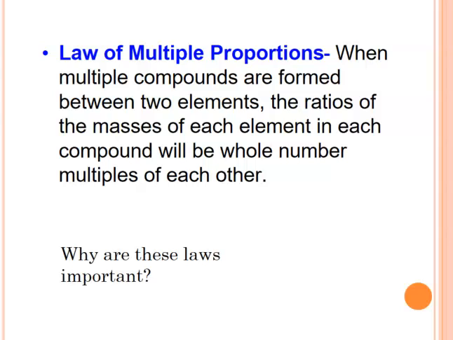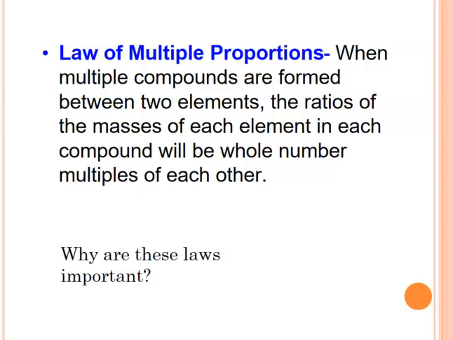And there's another example. Let's talk about nitrogen and oxygen. There are 3 different compounds made up of nitrogen and oxygen that I'm going to tell you about. Let's call them A, B, and C. Compound A, for every gram of oxygen, there's 1.7500 grams of nitrogen. For compound B, for every gram of oxygen, there's 0.8750 grams of nitrogen. And for compound C, for every gram of oxygen, there's 0.4375 grams of nitrogen.